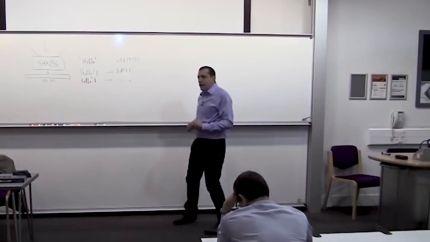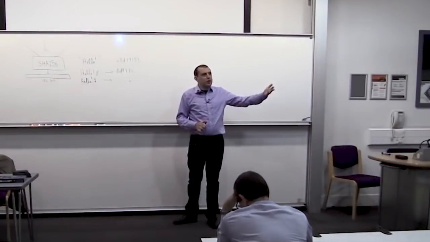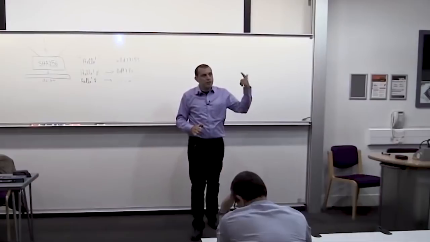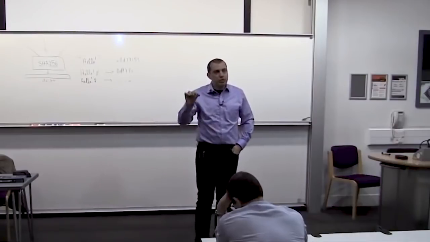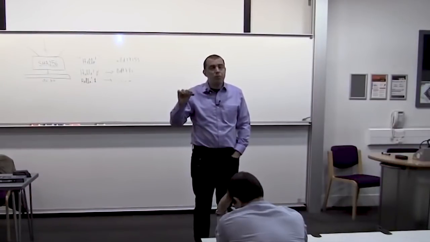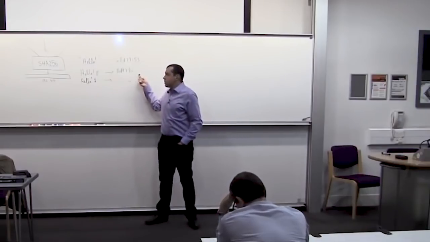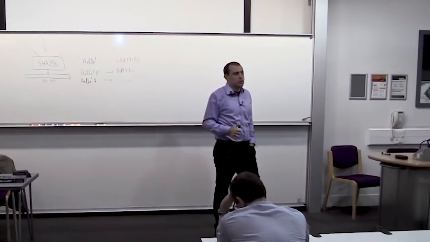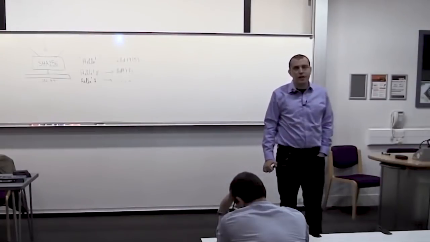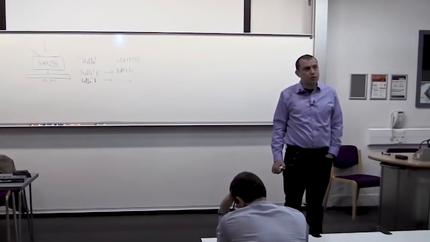Now, if you gave me the string hello and you said find me a specific random number, or any number that you add to hello, and when you add it, it produces a hash that starts with zeros. How do I find that number?